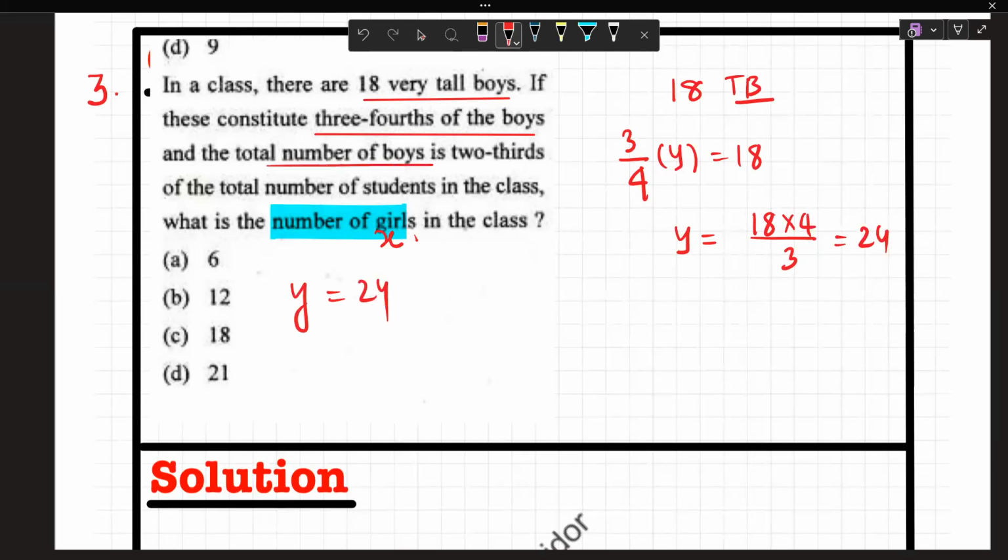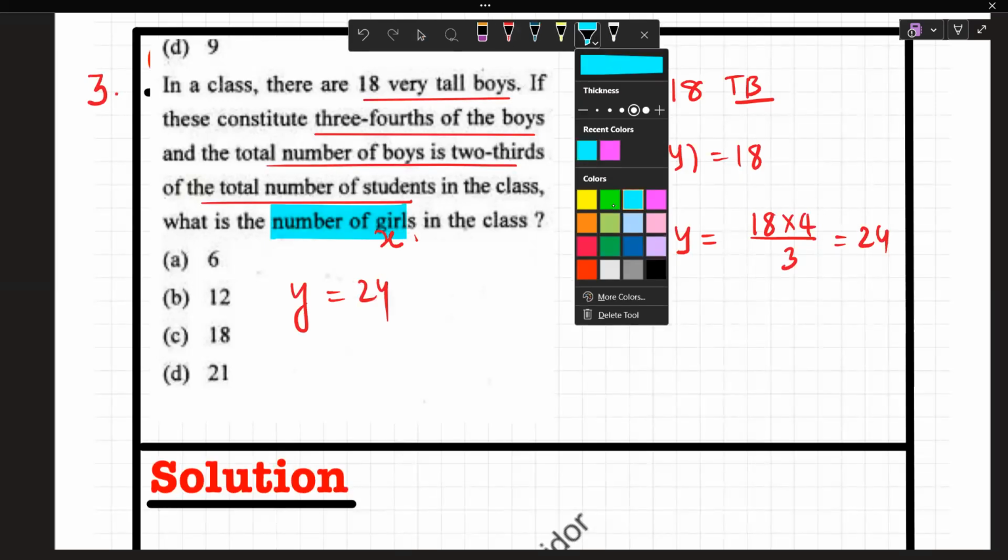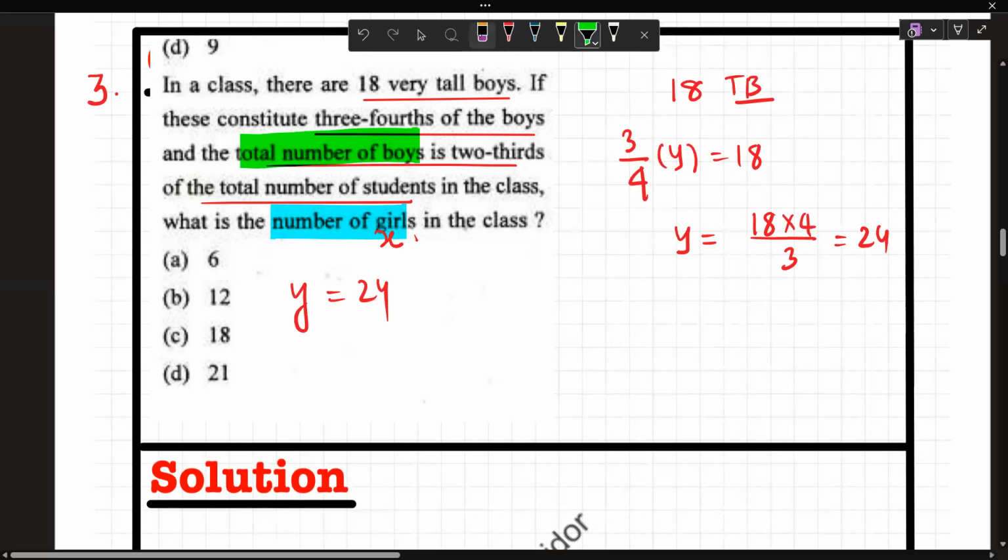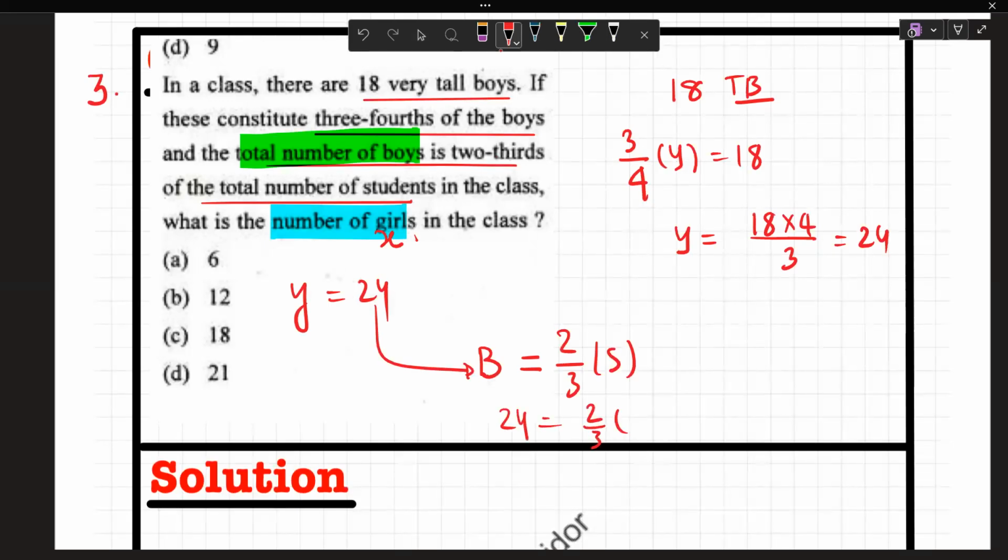And the total number of boys is 2/3 of the total number of students. Read the statement very carefully. What is the statement? The total number of boys is equal to 2/3 of the total number of students. So how many boys? 24 equals 2/3 of the students. So students will be 36. The number of students now is 36. Clear? So how many girls would be there? Obviously 36 minus 24, the answer would be 12. Very easy question, simple calculation based question.